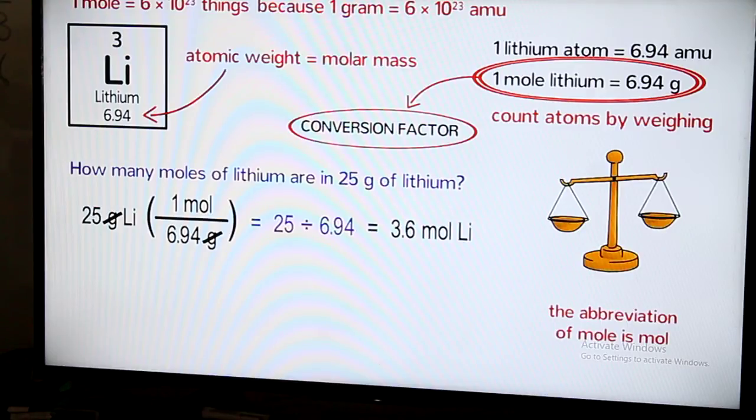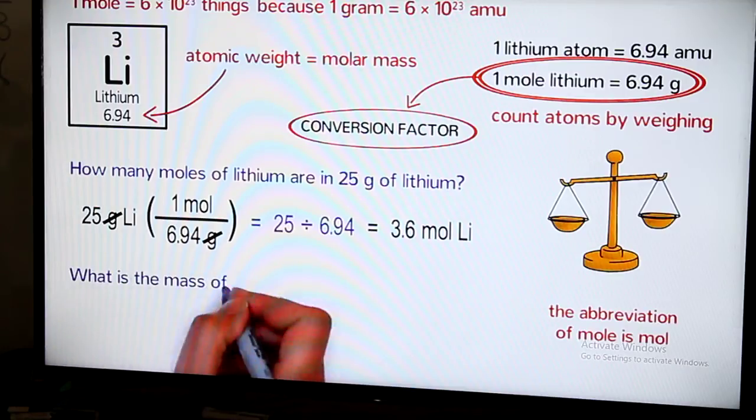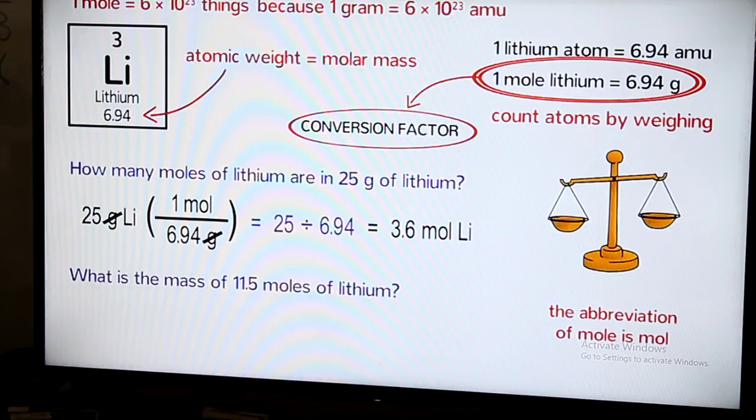Okay, time for another sample problem. What is the mass of 11.5 moles of lithium? Before we solve this problem, we realized that mass is measured in grams, so we need to convert from moles to grams. The first thing you should do is write down the quantity you know, 11.5 moles of lithium. Next, multiply this by conversion factor fraction. The molar mass of lithium is still the conversion factor. Because we are starting with moles, 1 mole goes on the bottom and 6.94 grams goes to the top.